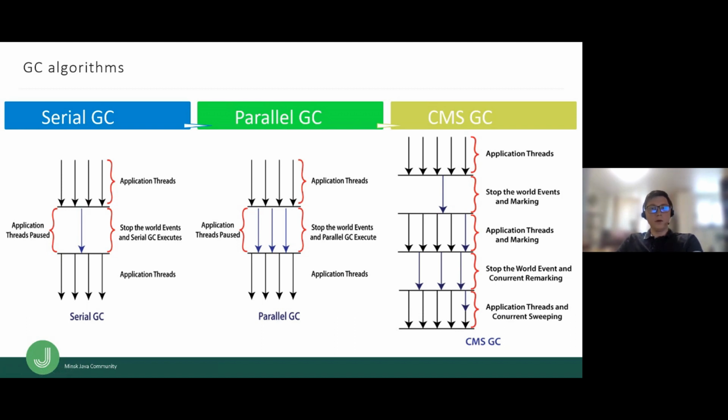The key when running a JVM application and tuning the garbage collection is to keep the application threads running for as long as possible. That means that the pauses caused by the garbage collector should be minimal.